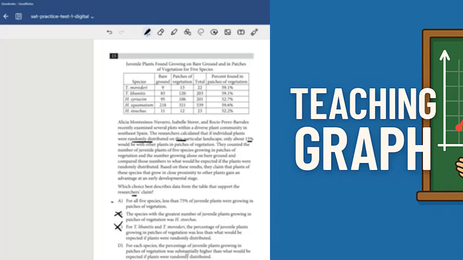For each species, the percent of juvenile plants growing in patches of vegetation was substantially higher than it would have been if they were randomly distributed, which does comport with the graph and also supports the researcher's claim here. So it would be choice D.